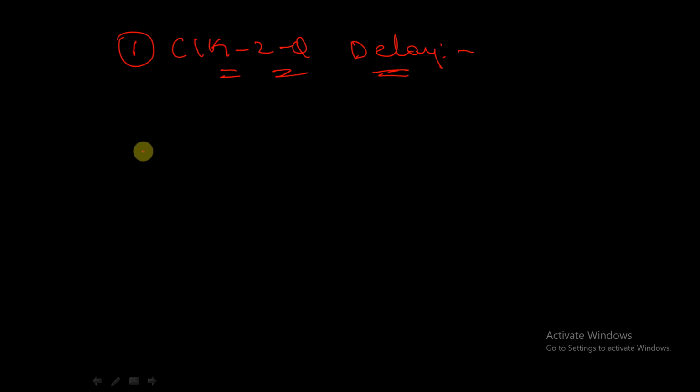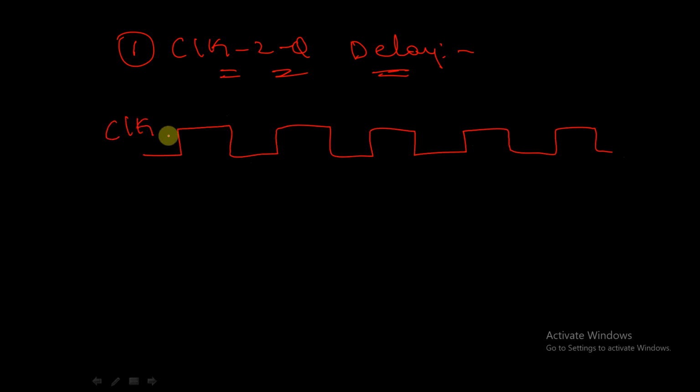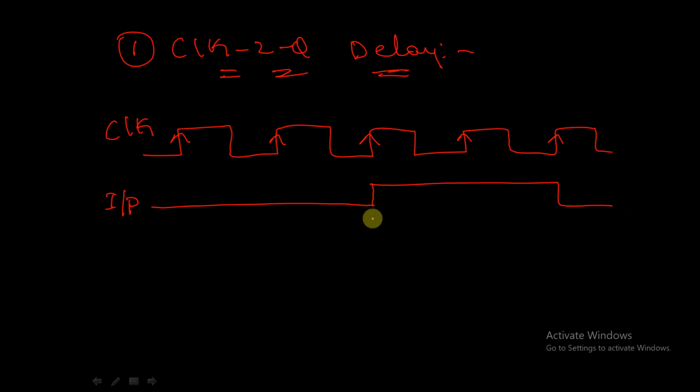For example, let's consider this as our clock. Let us assume this is our clock signal. These are the positive edges of this clock, and this is applied to a flip-flop. So input is given to a particular flip-flop like this. Let's say we are giving our input at this particular edge. Now what happens? The clock to Q delay is the time the output takes to get stable after the edge. Where is the output? Let's say this is our output.